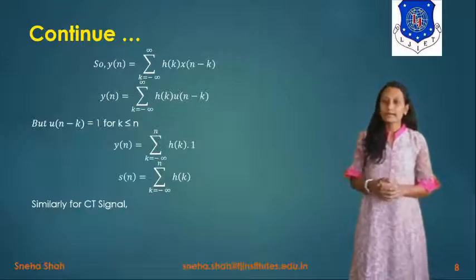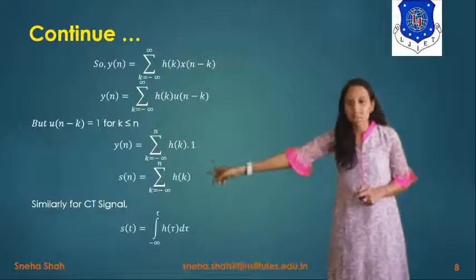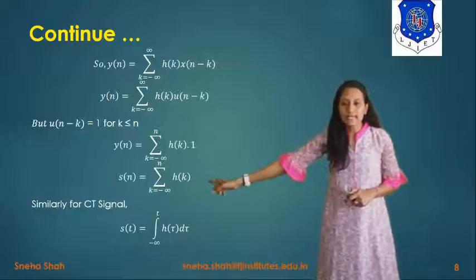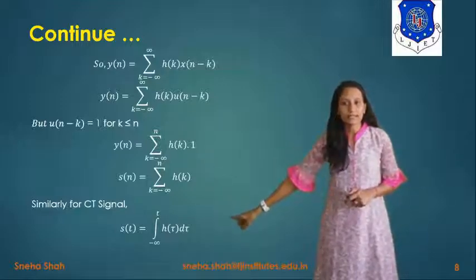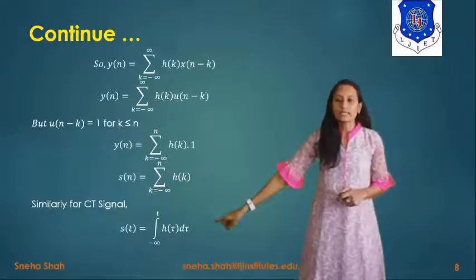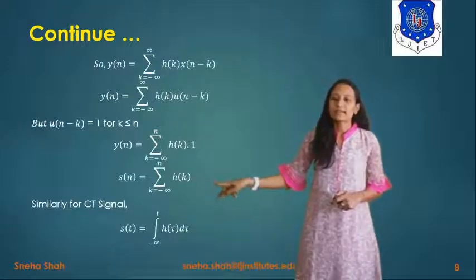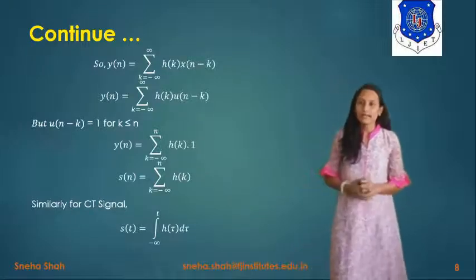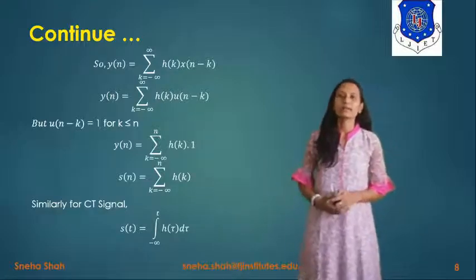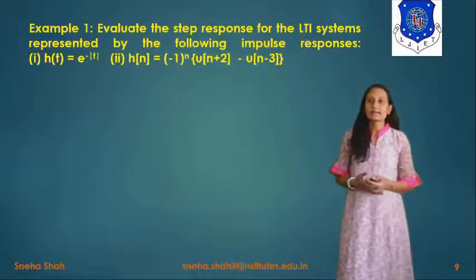Now if you want to find the step response for the continuous time signal, then the equation will change like this: instead of the summation, we take the integration, and instead of k, we use the dummy variable tau. So the term will be s of t equals integral from minus infinity to t of h of tau d tau. By using these two equations, we can find the step response of a discrete time signal and a continuous time signal. For this, we will solve some examples.